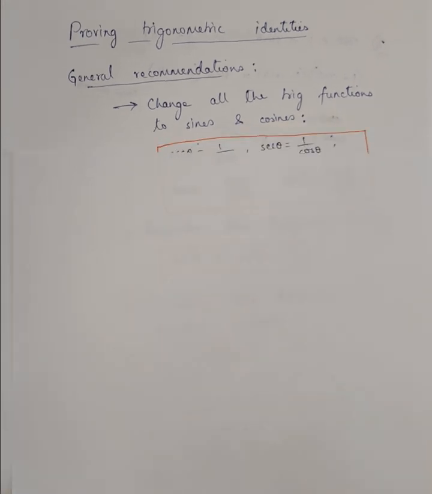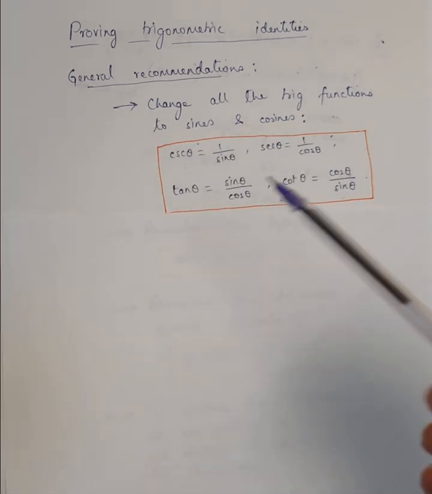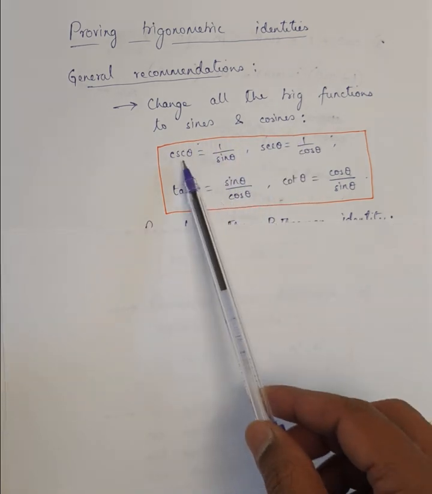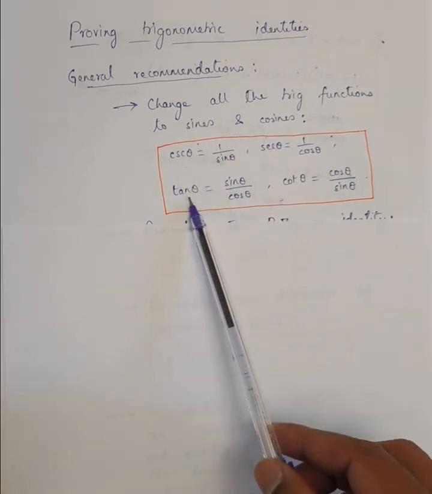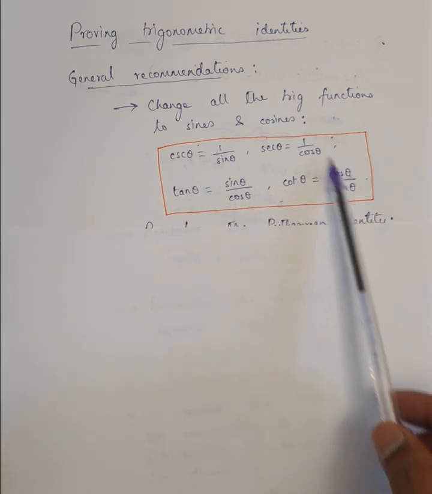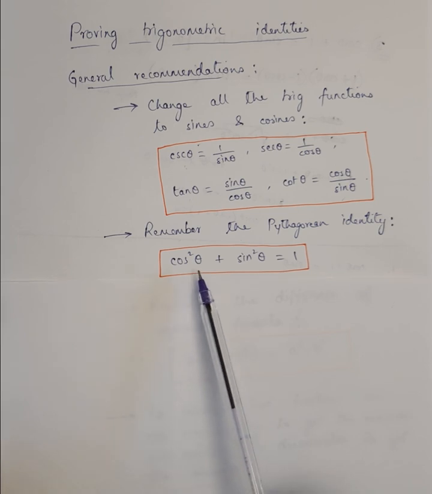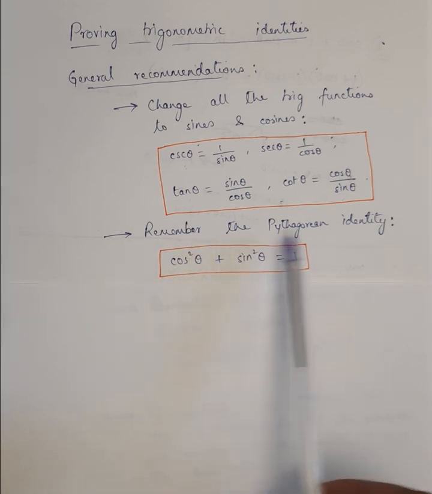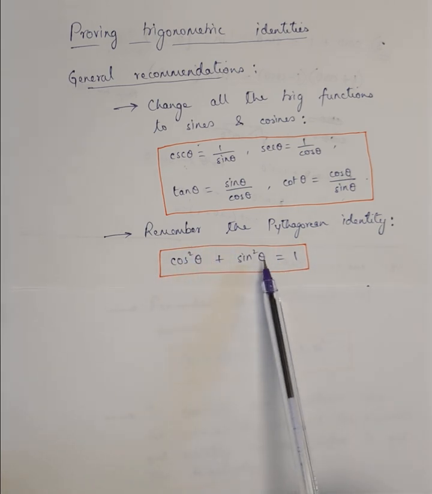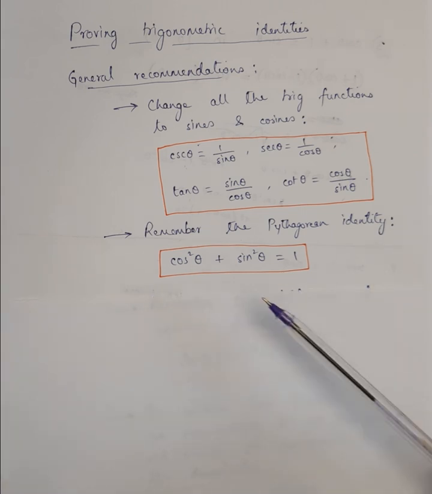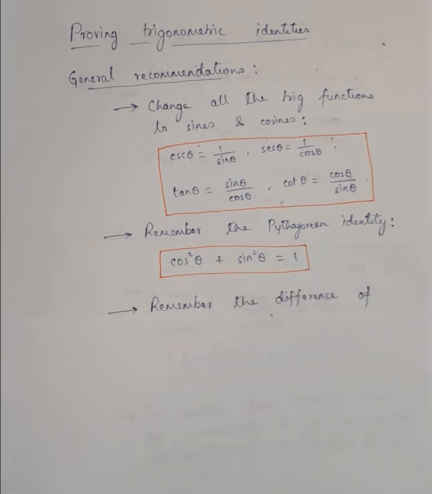Whenever you try to prove a trig identity, change all the trig functions to sines and cosines. So if you see cosecant, secant, tan, or cot, write them in terms of sines and cosines. And then you've got to know at least this Pythagorean identity, cos square plus sine square equals 1. If you know the other two Pythagorean identities, that's even better, but this is the minimum we need.